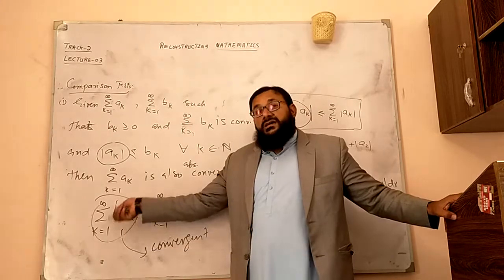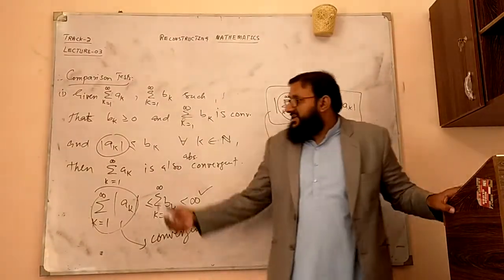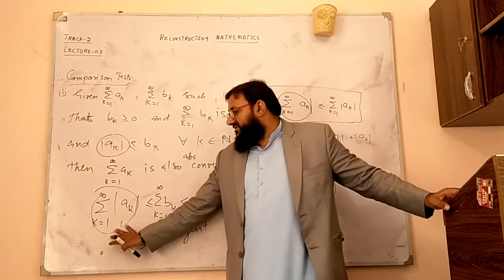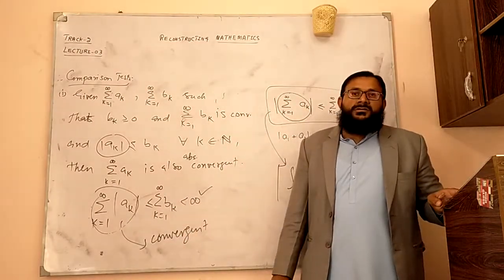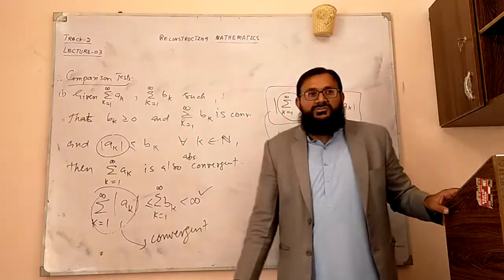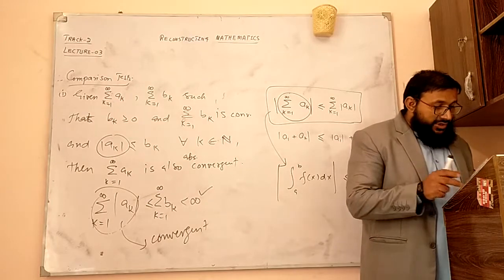If the smaller one diverges, then the bigger one will also diverge. That is another test, and you can reformulate this one. If your smaller sequence or smaller series diverges, then the bigger one will obviously diverge. But if the smaller one converges, we cannot say anything about the larger one. It may converge or it may not converge.